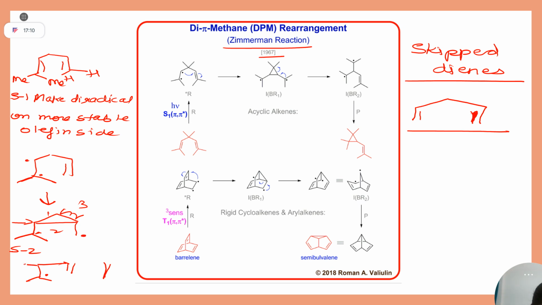Can I write it like this? Yes, ma'am. These two radicals will combine and will form your cyclopropane. Now tell me, is this clear or should I explain again? No, it's clear, ma'am. Now it's clear. You will get this product. Yes or no? Yes, ma'am.